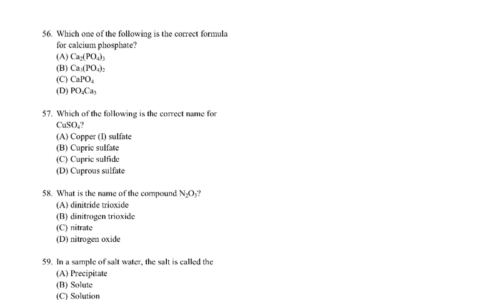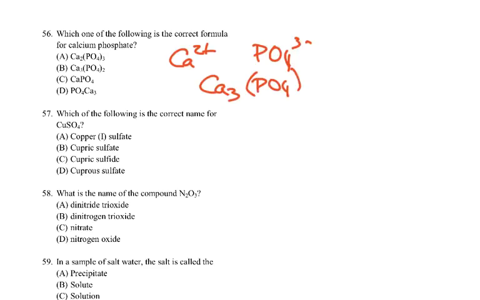Okay, 56. Which of the following is the correct formula for calcium phosphate? Okay, we know our ions. Calcium is 2+, phosphate PO4 3-. So if I have 2+ and 3-, I'm going to need 3 calciums, and I'm going to need 2 phosphates. So something that looks like that, Ca3(PO4)2.